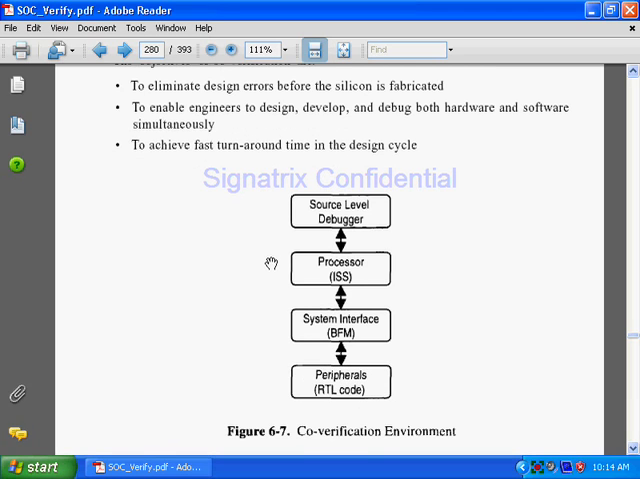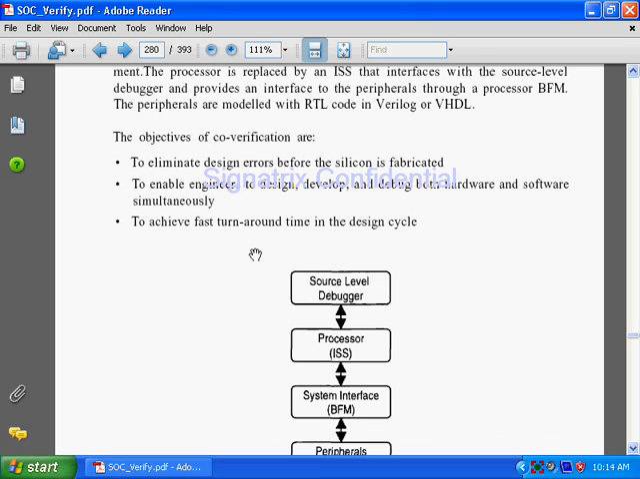Now, to eliminate design error before the silicon is fabricated. So what does this statement mean? They are talking about the objective of co-verification. Before fabrication, you need to find all the bugs in your DUT. So that is why you are performing co-verification, to enable engineers to design, develop and debug both hardware and software simultaneously. So this is the only point where your hardware will interact with the software, real software.